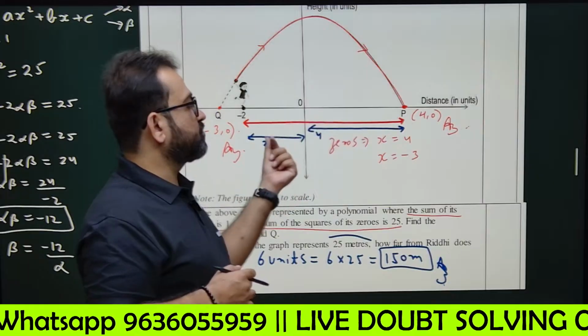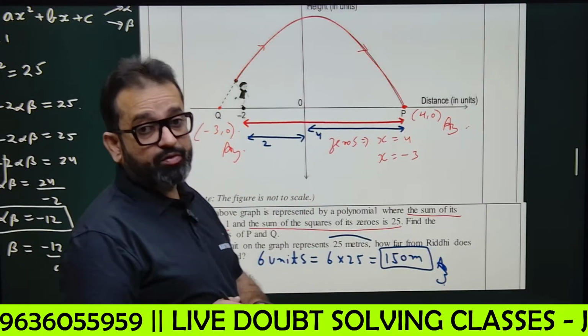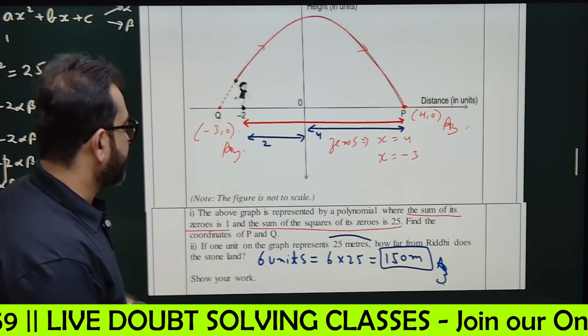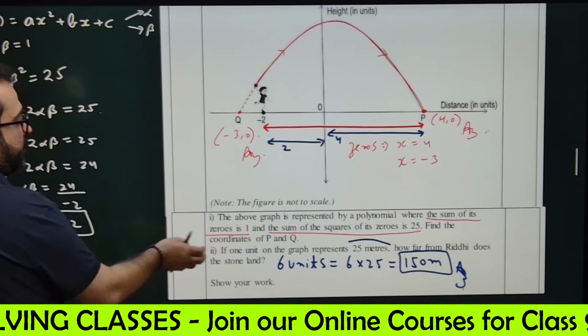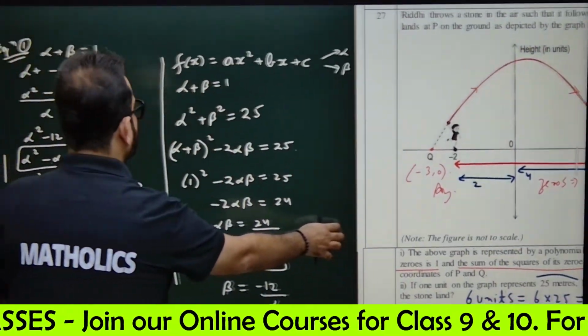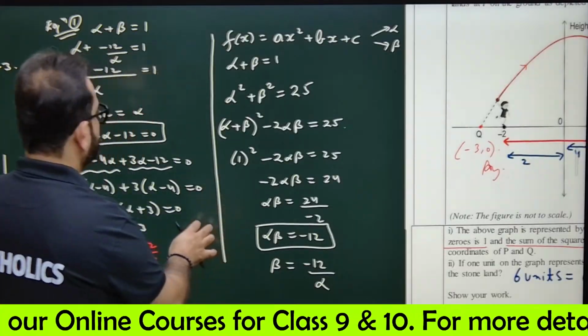So this is 2, this is 4. So 2 plus 4, 6. That means 6 into 25, 150 meters. I guess everyone must have understood. So copy it ASAP. Show your work. This is the work. Giving you 1 minute. Copy it ASAP.